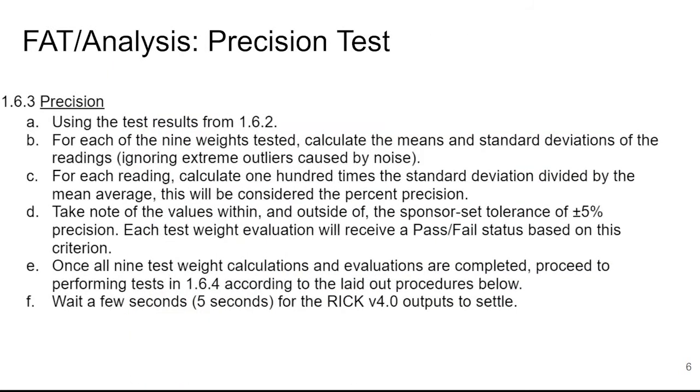And then this test, which is the precision test, uses the test results from 1.6, uses the same test procedures from 1.6.2, and then calculates standard deviations and means for each test. And this was calculated as a percentage of standard deviation over mean, and we wanted to make sure that's within a tolerance of plus or minus 5%.